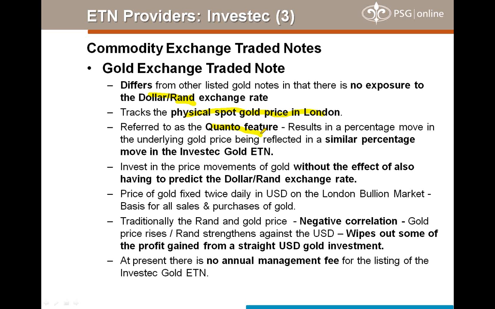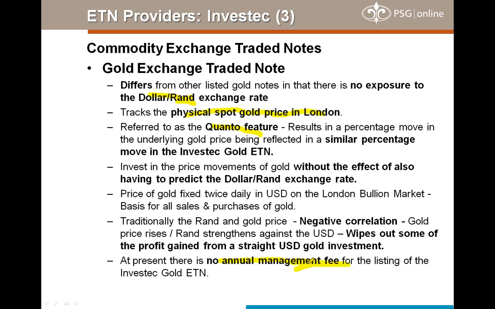So that exchange rate risk as such, you don't have to predict what's going to happen to the dollar, whether it's going to get weaker or stronger and things like that. Whereas in the past, the rand and gold price has always had this negative correlation. When the gold price rises, the rand strengthens, and vice versa. This eliminates that. So those of you that want to maybe trade a quanto, we get quanto commodities. Here's a quanto ETN. Another benefit of this, at this point in time, there's no management fee for that. So nice way to look at it.